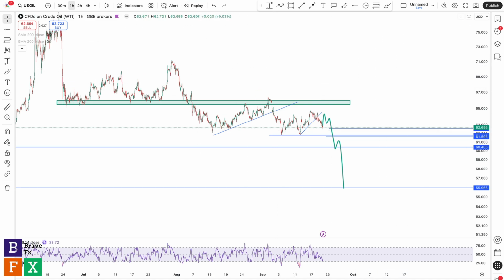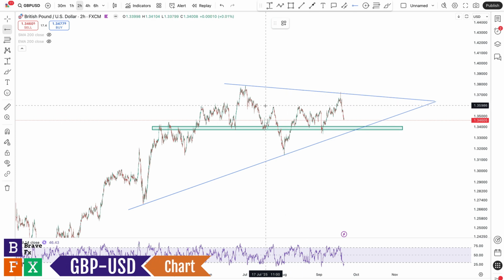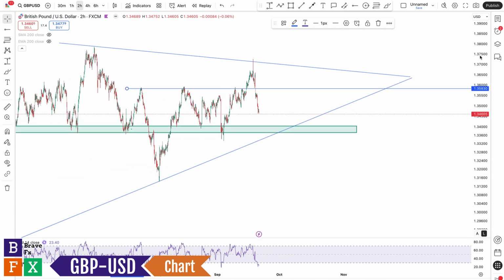Lastly, we're talking about GBP-USD. We've been following this chart for some time. We had a good area of resistance over here, and I went long when we took out the area of resistance. Just going to zoom in a little.